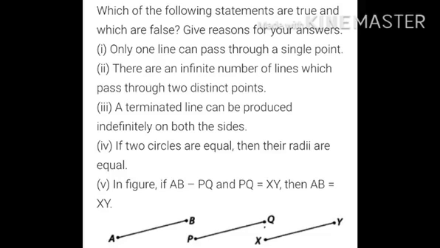Third, a terminated line can be produced infinitely on both sides. Fourth, if two circles are equal, then their radii are equal. Fifth, in the figure, if AB equals PQ and PQ is equal to XY, then AB is equal to XY.